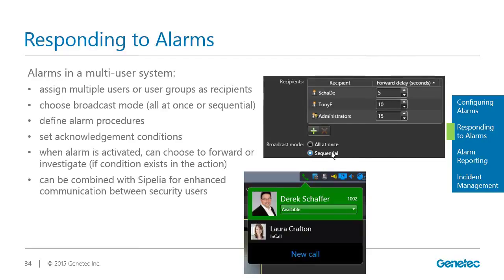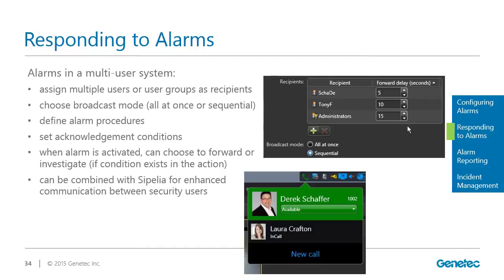If we do the sequential broadcast mode, we can put a forward delay here. This is the delay, the number of seconds after the triggering of the alarm, not after the notification of the previous recipient. In this case, this recipient is going to be forwarded the alarm after 5 seconds. So he'll get it first, and then after 5 seconds it'll move on to Tony, and 5 seconds after that it'll move on to the administrator's user group here. So there's 5 seconds between them, but this is from the actual alarm start, the triggering state.